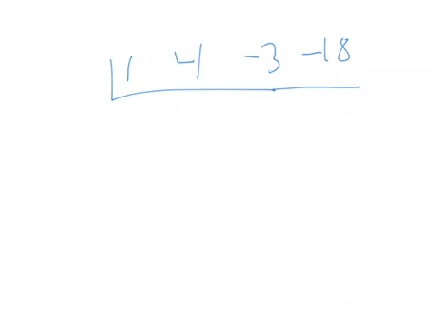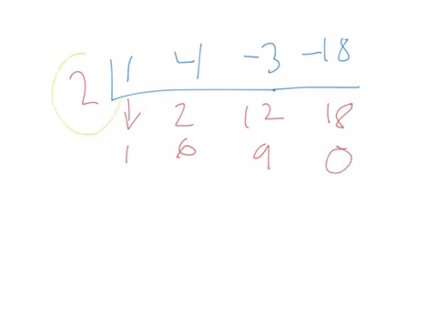The next number I'm going to plug in is a 2 because I believe that one should work. So bring down the 1, that equals 2, that equals 6. Multiply, we get a 12. Added is a 9. And here we get an 18. Of course, a remainder of 0. So that tells us that 2 is also a solution.